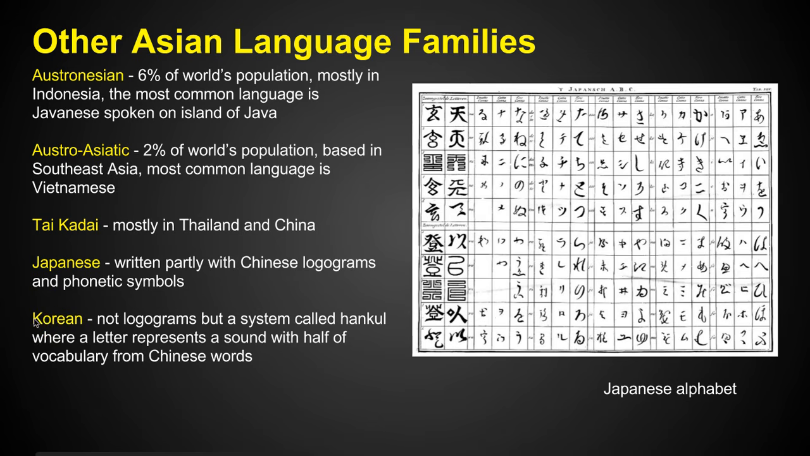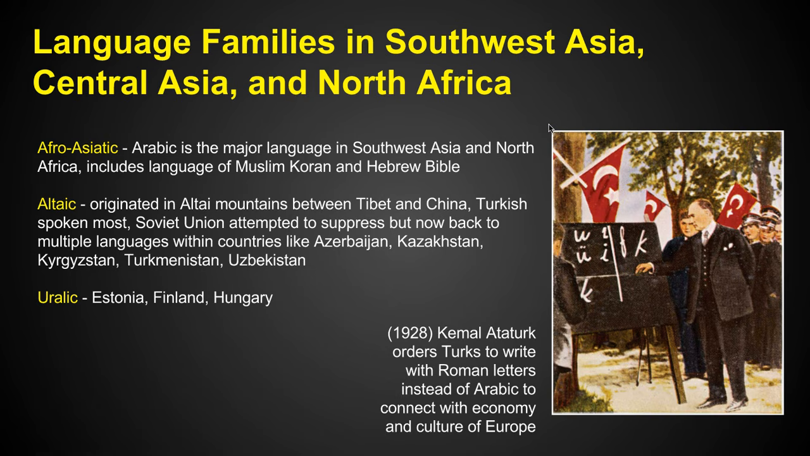They don't use logograms, but they have a system called Hangul, where a letter represents a sound, with half of the vocabulary from Chinese words. So Korea is right there. The Korean Peninsula is right there by Japan and China. So you're going to find similarities between these languages. And here's a sample of the Japanese alphabet right here.